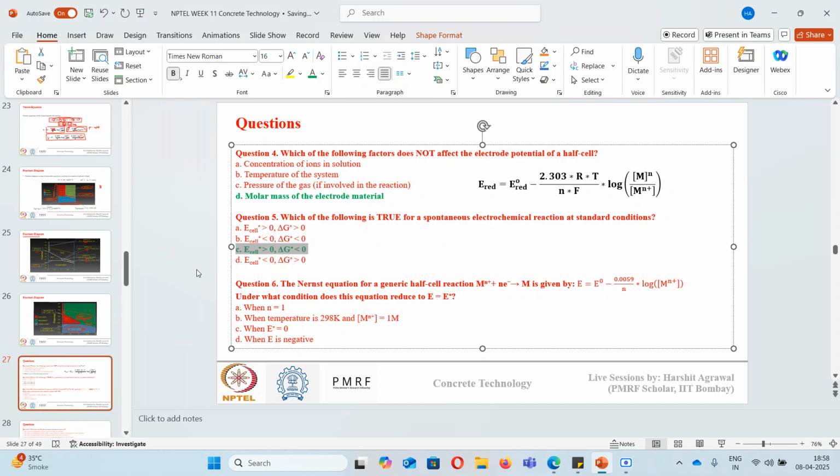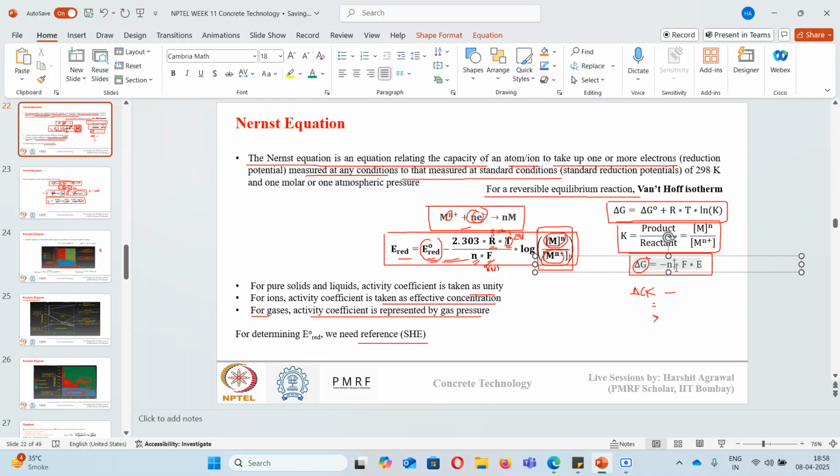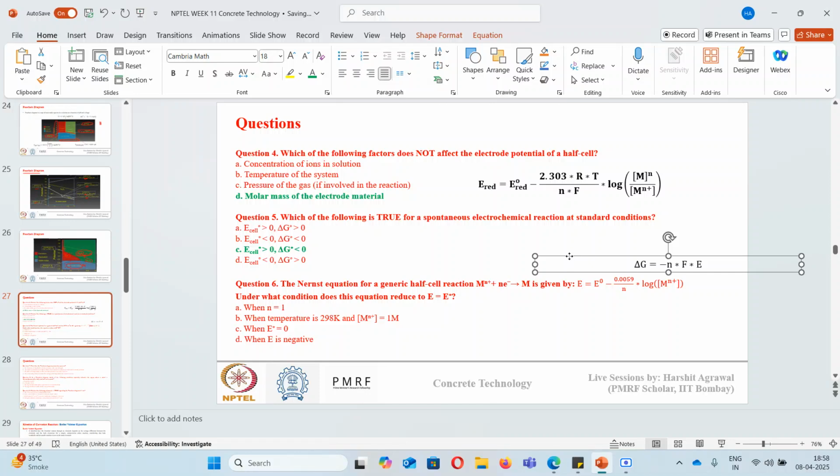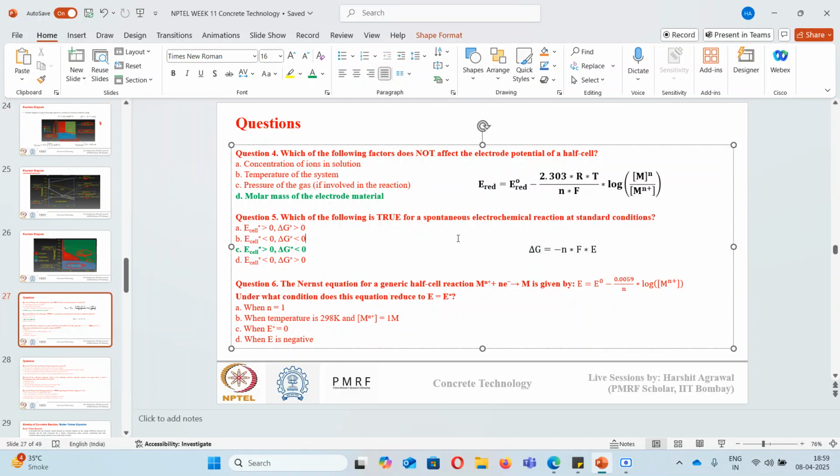So E cell should be greater than 0 and delta G should be less than 0. If you remember this last equation that we talked about, we said that delta G is the Gibbs free energy, which represents the spontaneous nature of a reaction. So if delta G is less than 0, then we say it is a spontaneous reaction. For corrosion to occur, delta G should be less than 0 if I want corrosion to happen. And if delta G is less than 0, my E should be greater than 0. So for a spontaneous electrochemical reaction, E should be greater than 0 and delta G should be less than 0.